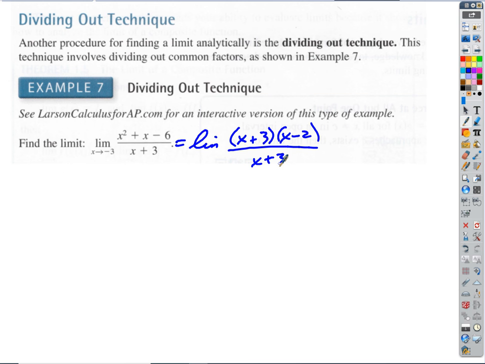And if you're having trouble factoring it, what's one factor that you know has to show up on the top? X plus 3 has to be there, because that's how we're gonna get that 0 over 0, right? So if I cancel the x plus 3's, it equals the limit of x minus 2 as x approaches -3. If I directly evaluate that, I get -5. Done. You got it. Okay, good.